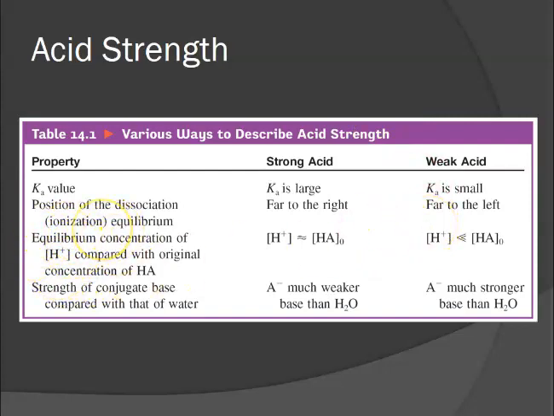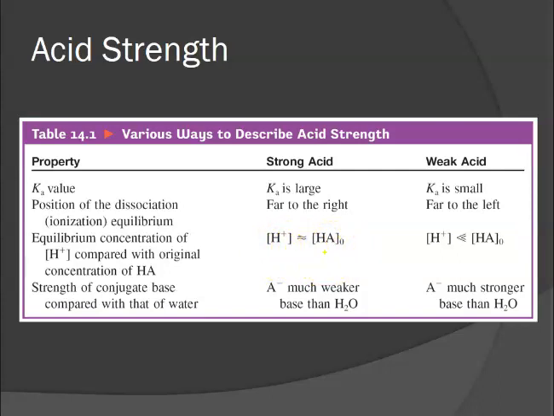Look at the position of the dissociation equilibrium. The equilibrium for a strong acid lies way on the right side. It wants to be dissociated. The weaker the acid is, the more the equilibrium position lies to the left. For the H plus concentration, this one's really important: for a strong acid, your hydronium ion concentration is going to be basically equal to the acid concentration.